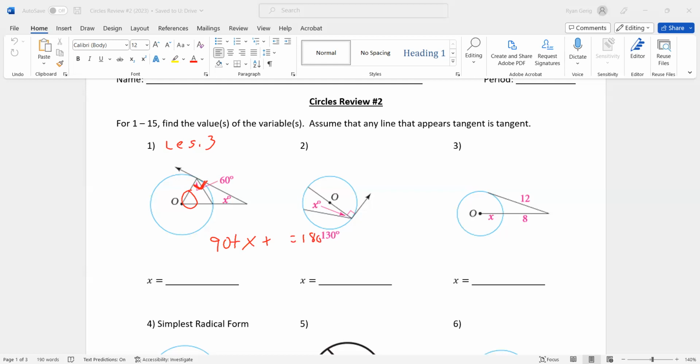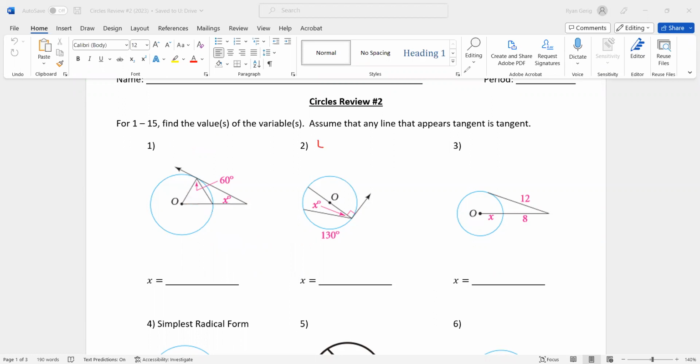I'm going to go ahead and erase some of that stuff. We're looking for that circled angle. But what I'm going to use is the fact that these radii are the same. So those are equal, which means that this angle right here is also 60. And from that, you should be able to find that angle. And then when you find the circled angle, you can get x. Okay.